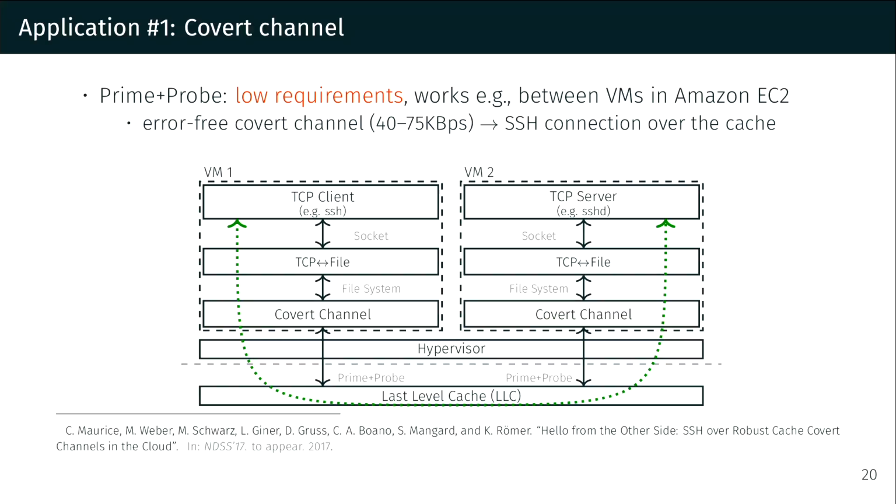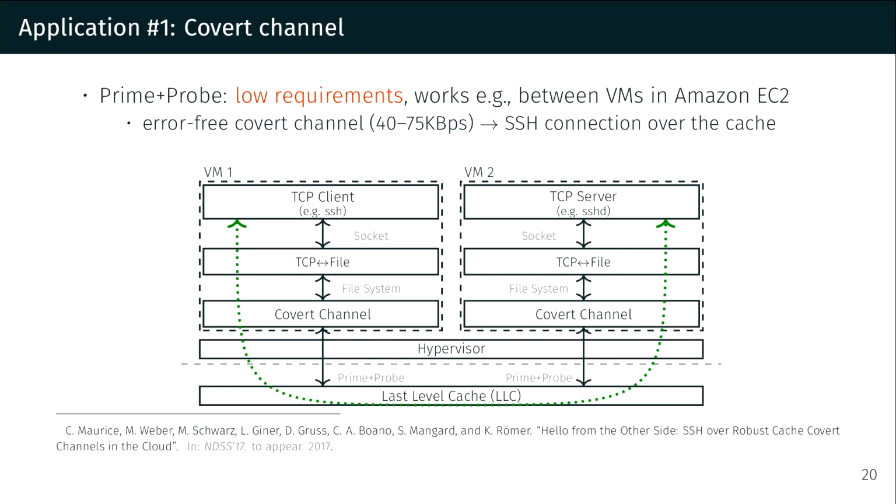And the covert channel stayed completely error-free at around 40 to 75 kilobytes per second, which is still quite a lot. All of this between virtual machines on Amazon EC2. And the really neat thing is that we wanted to do something with that. Basically, we managed to create an SSH connection over the cache. They don't have any network between them, they're just sending zeros and ones, and we have an SSH connection between them. So you could say cache, covert channel, nothing, but I think it's a real threat.